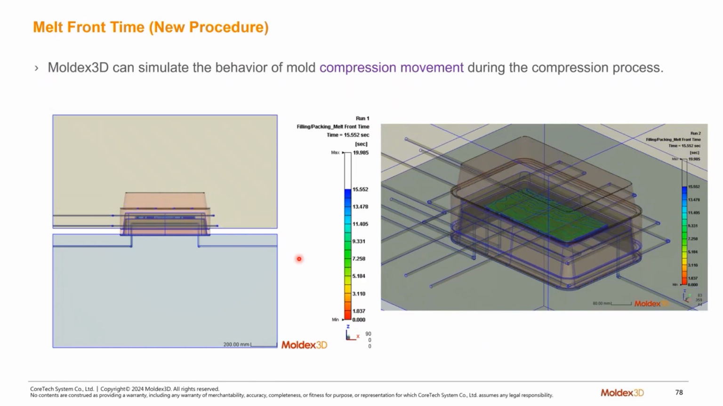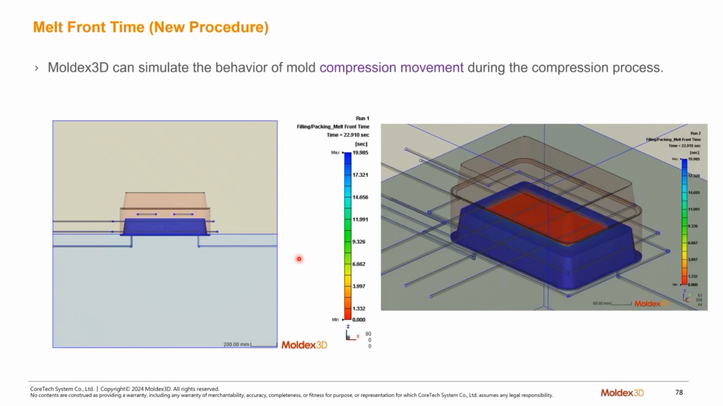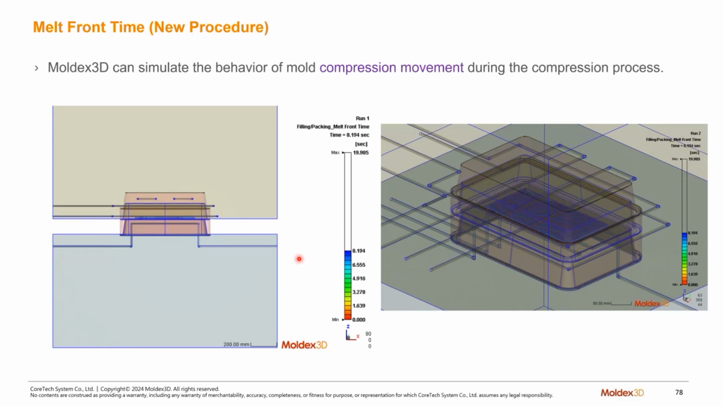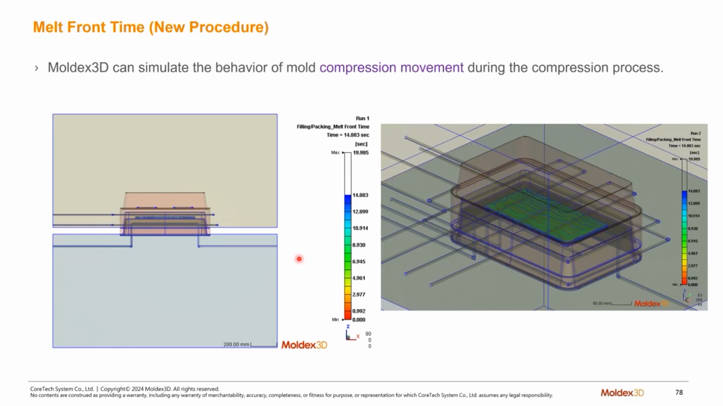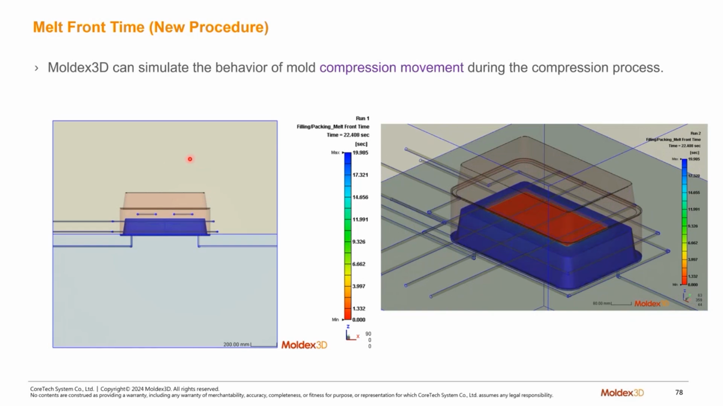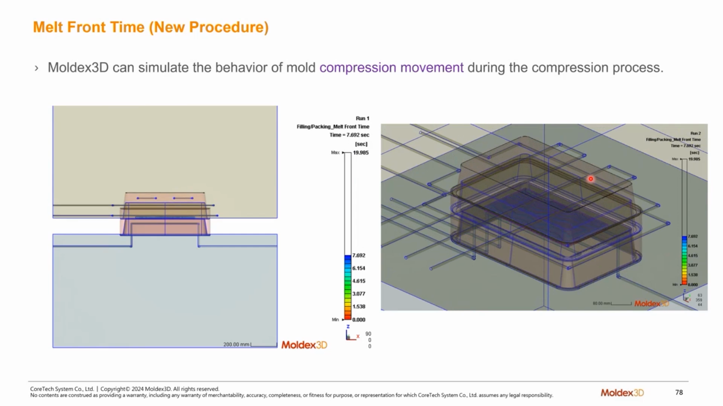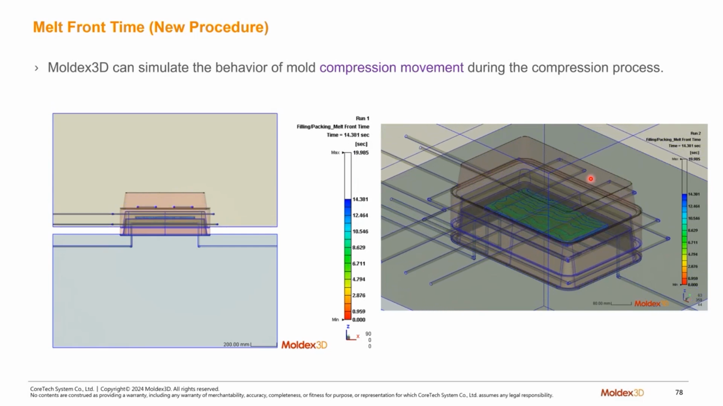Okay, before we finish the presentation, I will show you the difference between the simplified procedure and the new procedure. So this is the melt front time animation in the new procedure. You can see the upper mold will move to close the lower mold. So the cooling channel and the upper cavity will close onto the lower mold.